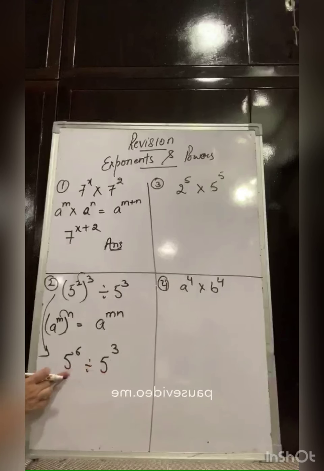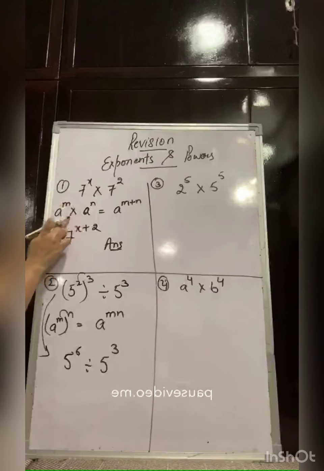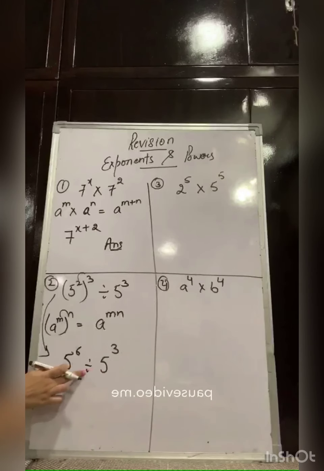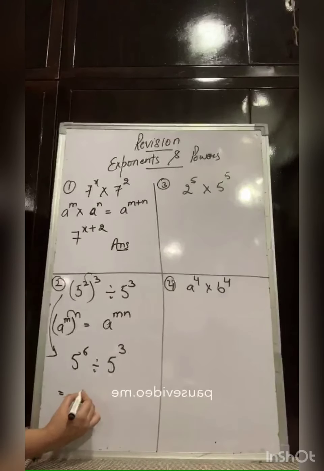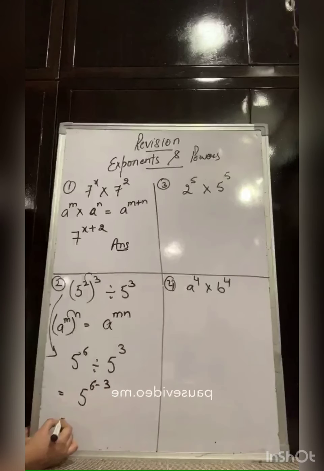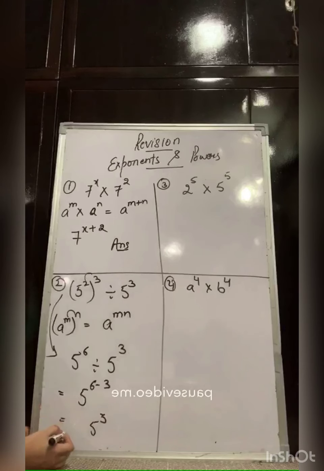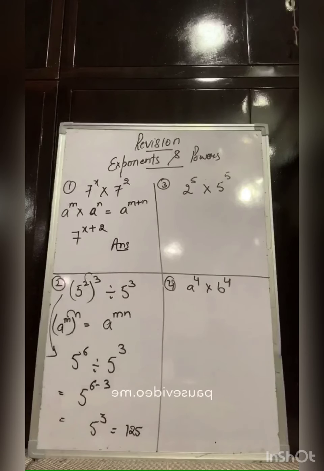Now same base, division sign. When there is same base, different powers and multiply sign in between, then we add the powers. But if the bases are same and division sign in between, then we subtract the powers. So it will be 5 raised to power 6 minus 3. So the answer is 5 raised to power 3. And what is 5 raised to power 3? It is 125. 5 into 5 into 5 is 125.